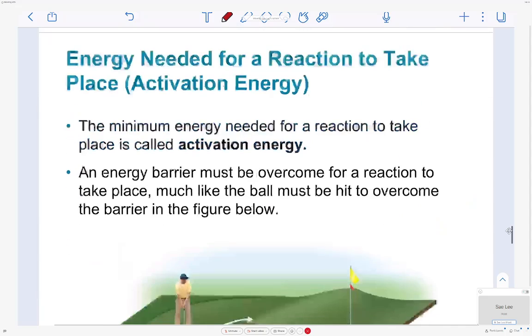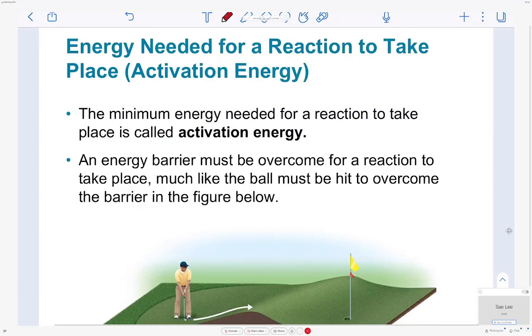So the final factor that will affect the reaction rate is the energy needed for reaction, the activation energy, the energy needed for the reaction to take place. And in the next 7 slides, we'll be focusing on this activation energy. All molecules possess a certain minimum amount of energy to react or to initiate a reaction, and this is called activation energy.